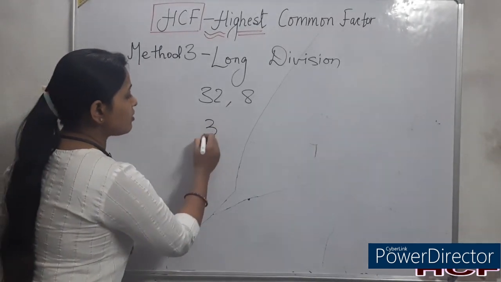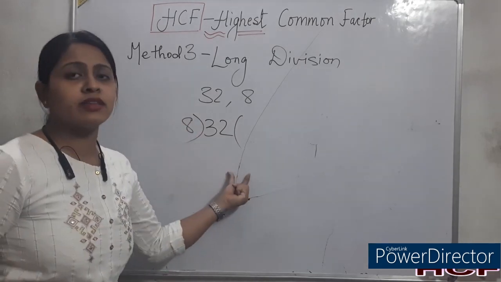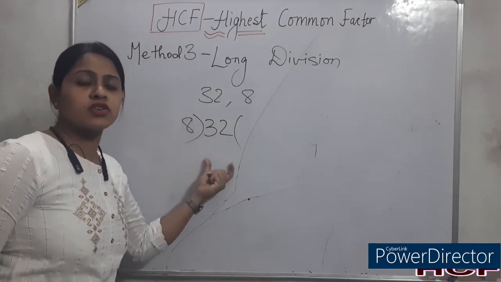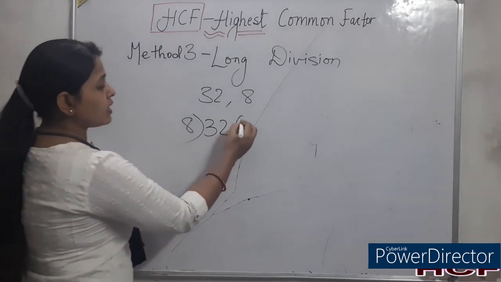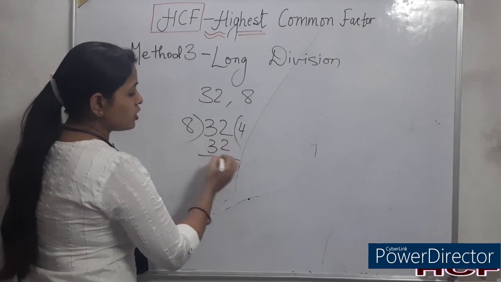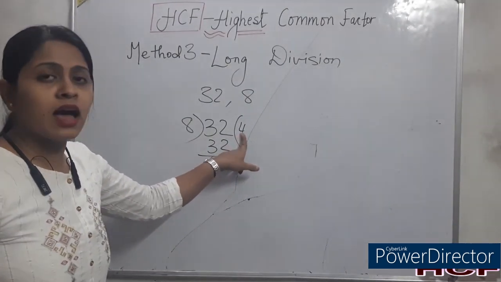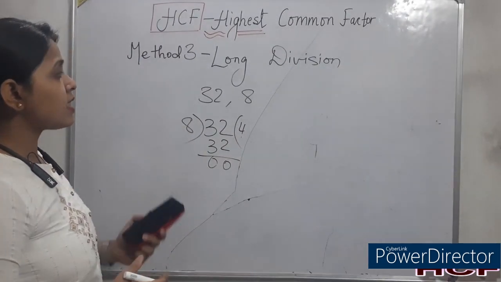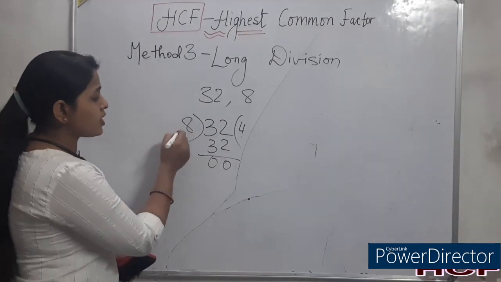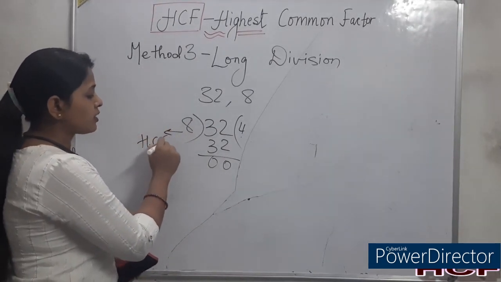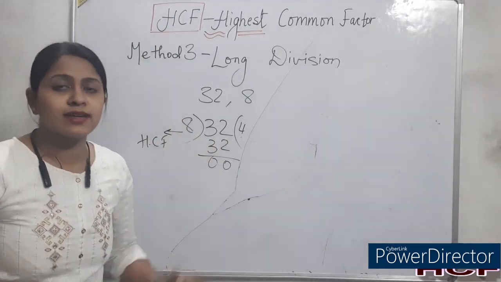How? When we divide 32 by 8, this is the process of long division. There should be a remainder, a quotient, a dividend, and a divisor. All 4 terms. Now 8 into 4, 32. So here our remainder is 0. Hence our remainder is 0. This part should be the result. So here the HCF is 8. 8 is the HCF, highest common factor. 8 has divided 32 exactly.